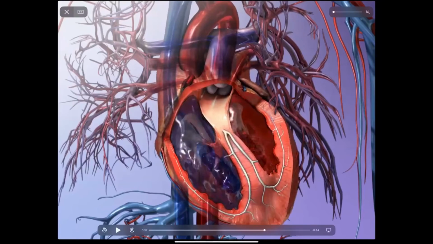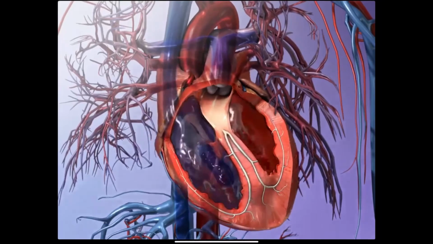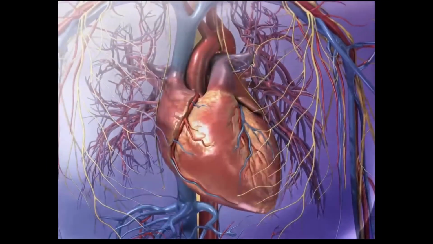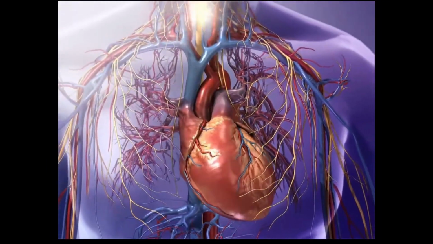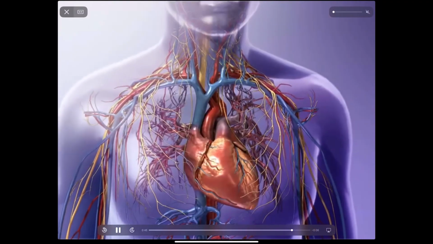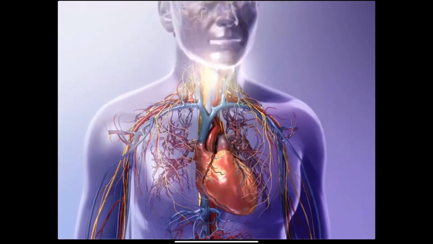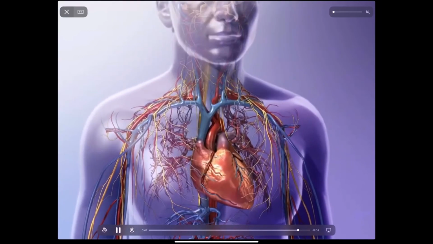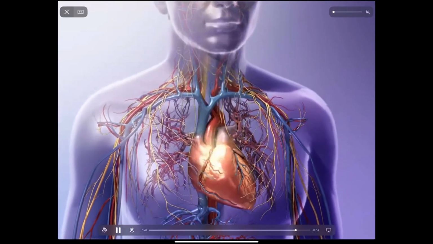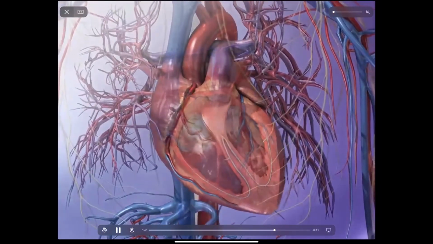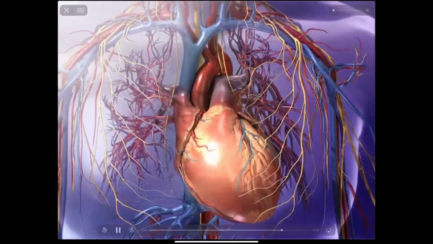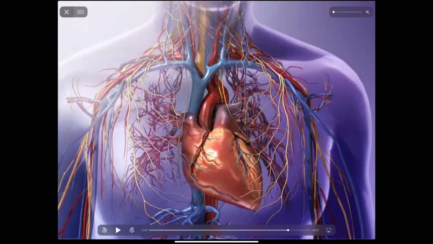Now, a combination of inputs will cause the heart to beat. There are electrical impulses coming from the brain as well, and also chemical messengers arriving at the heart and causing the heart to contract. And here you can see those messengers arriving at the heart, causing the contraction. And it's via the autonomic nervous system that we get the heartbeat that we are seeing here.